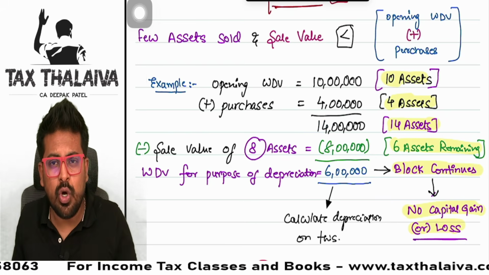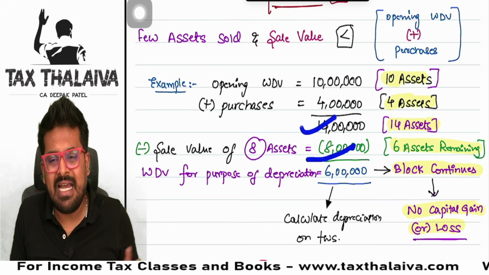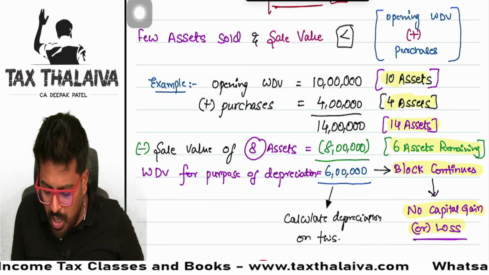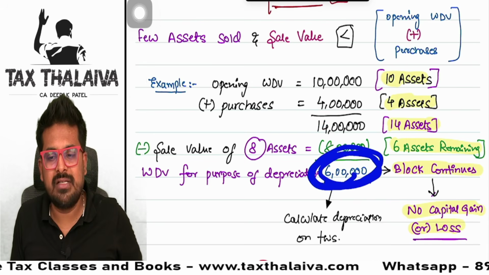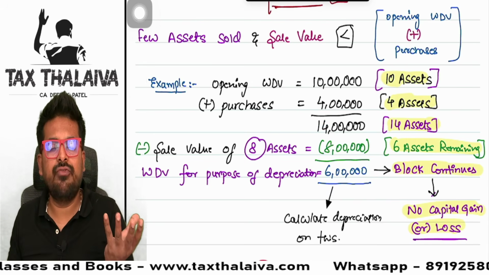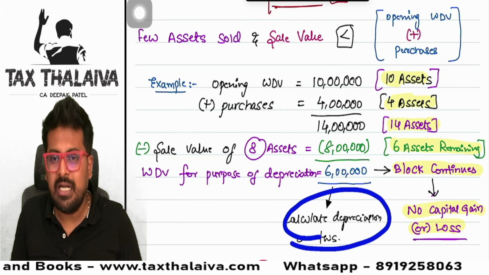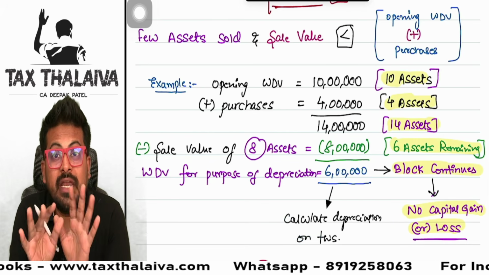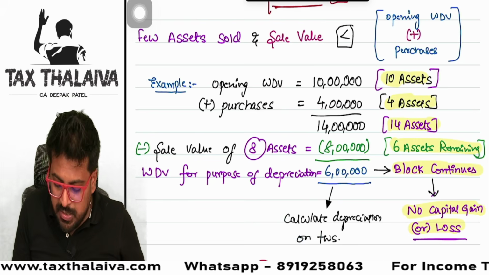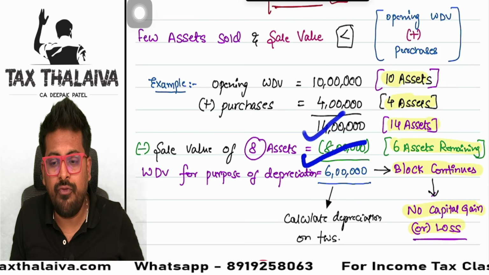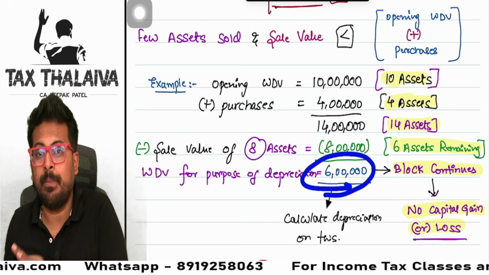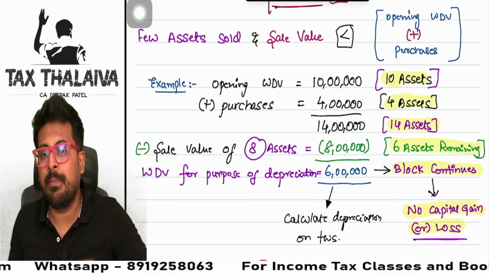Now, is there any issue? No. 14 lakhs minus 8 lakhs, naturally you get the remaining figure of 6 lakhs. That is your WDV for depreciation purpose and you calculate depreciation on that. There is no capital gain or loss. You cannot say, sir, 14 lakhs worth of assets, I sold for 8 lakhs only, so 6 lakhs should be a short-term capital loss. No, that is not a short-term capital loss.